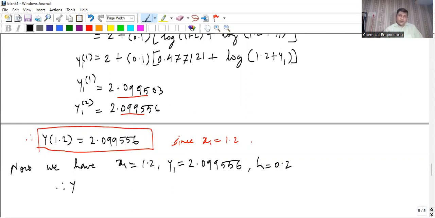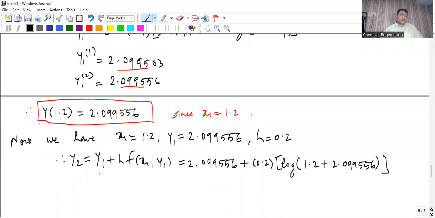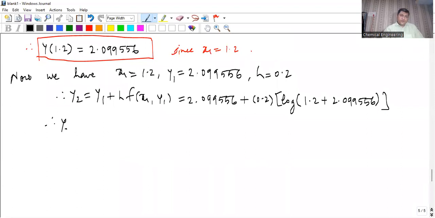So by Euler method, we can calculate y2, predictor formula. So what is y2? y2 is going to be y1 plus h times f of x1, y1. Okay, and so this is equal to 2.099556 plus 0.2, and here we have log of 1.2 plus 2.099556. Okay, so we are able to calculate the value of y2. So what is the value of y2 you have?